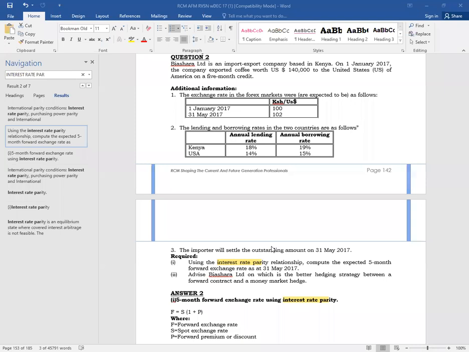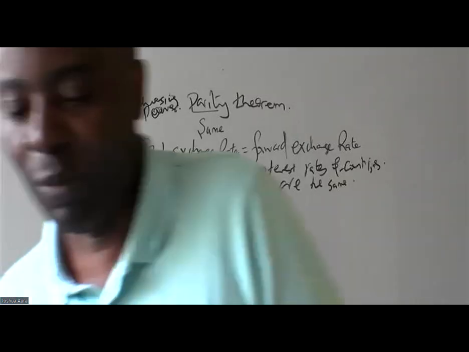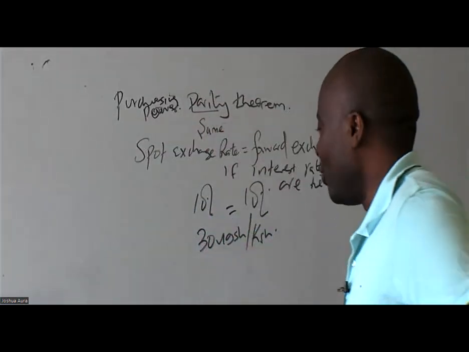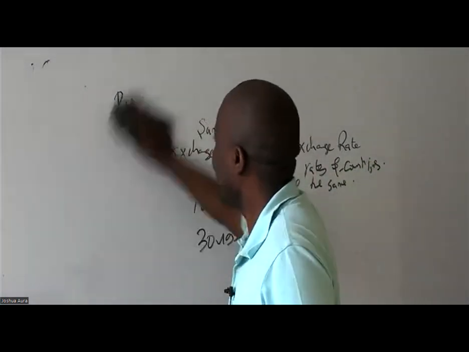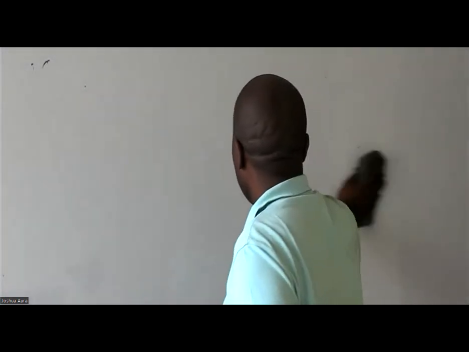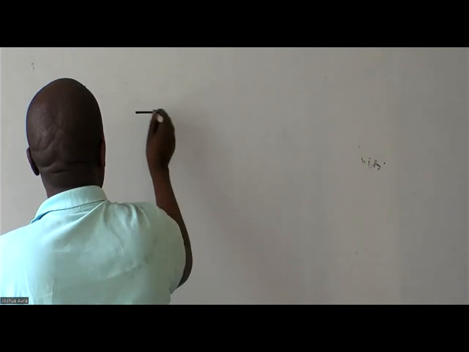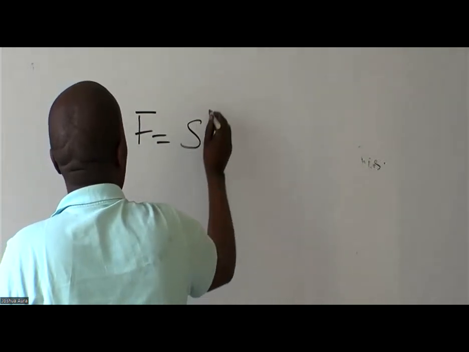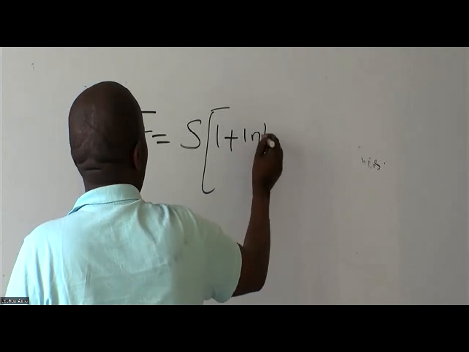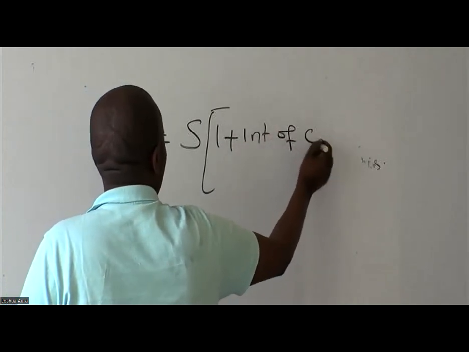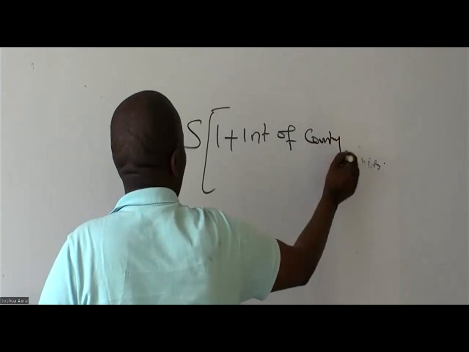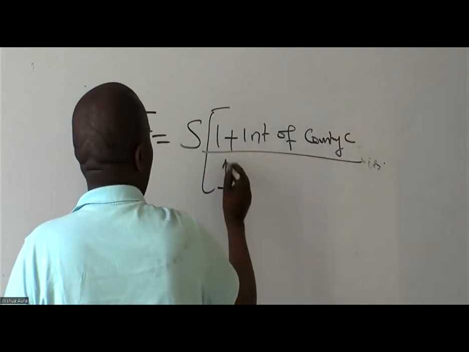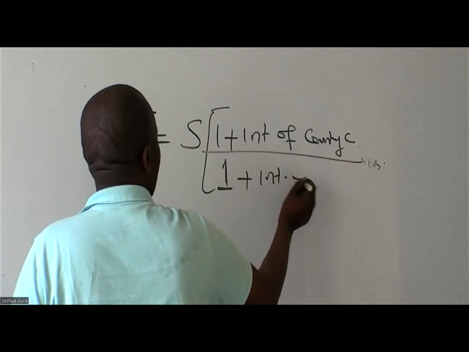Great. Now, the first thing that I know you guys have done, you've written down the formula. You are good. You've written the formula. It's interest rate parity. Please revise this. Now, your forward rate is spot rate into 1 plus interest of country C, all over 1 plus interest of country B.